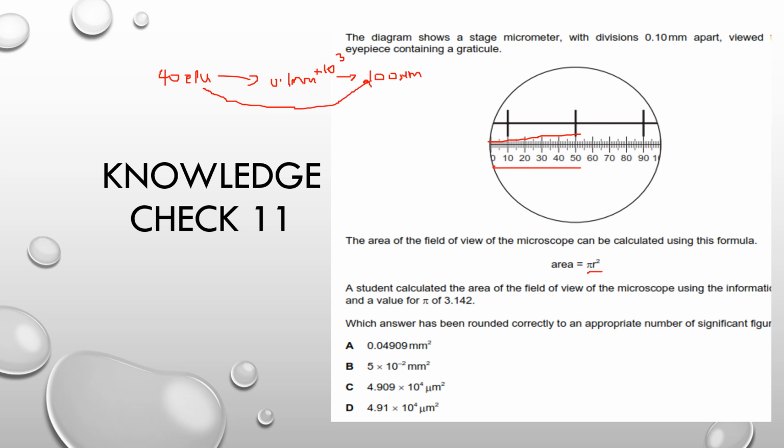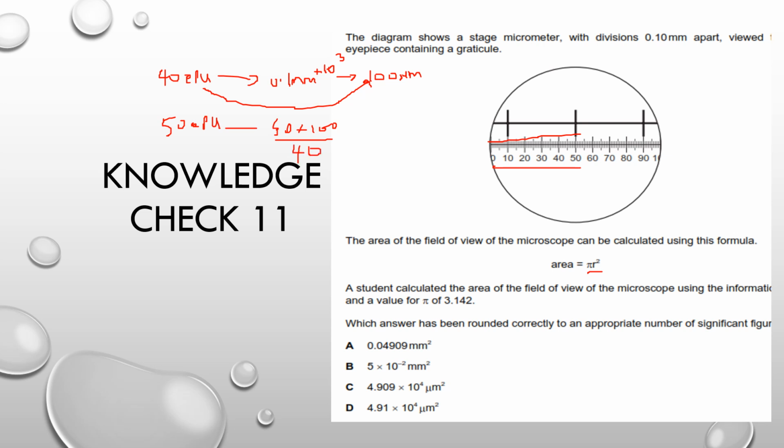Now we're looking for the radius. The radius is from the circumference to the center, and that is 50 eyepiece units. So if 40 eyepiece units is 100 micrometers, 50 eyepiece units will give us what? Just go straight that way: cross and multiply. So 50 times 100 over 40.